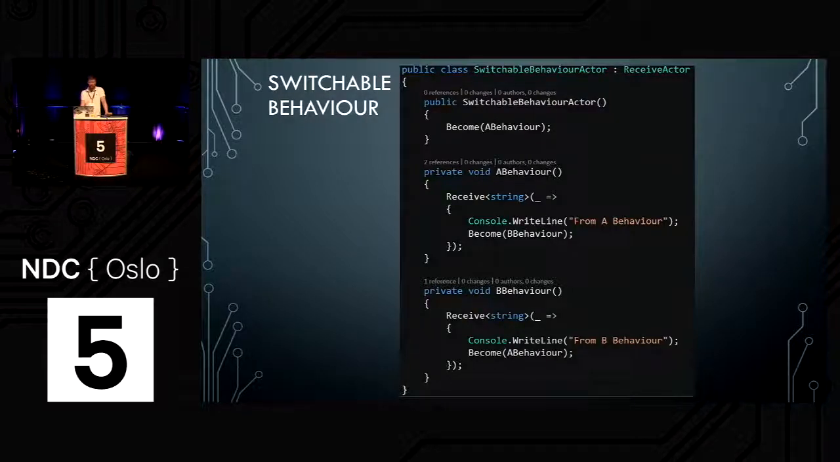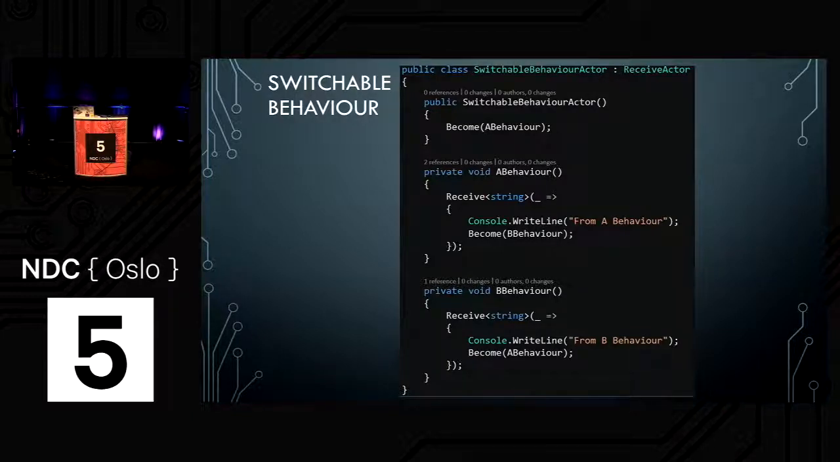Switchable behaviors that we mentioned slightly before are really cool and super useful. In this case, we have an actor that has two behaviors: A behavior and B behavior. It starts off by saying become A behavior, and become just takes a function that has no parameters, just a void method. It will then do its thing when it receives a string, and it will print out from A behavior. But then it says become B behavior. So next time a string has been told to this actor, then this code will run.